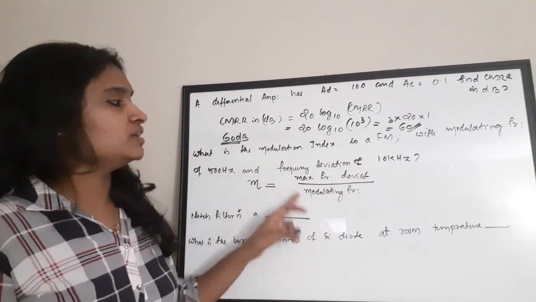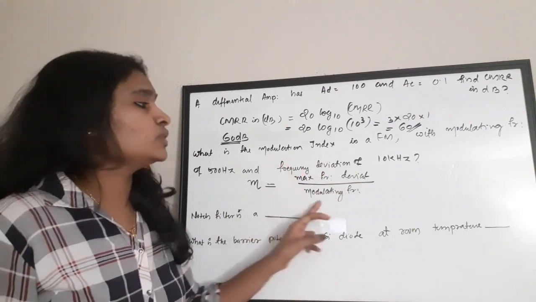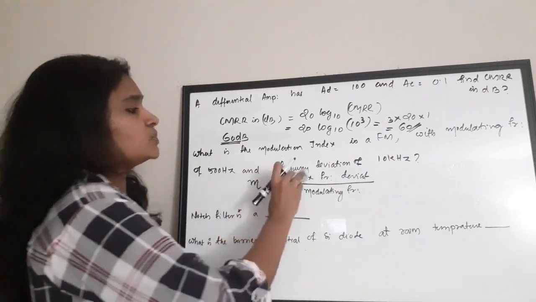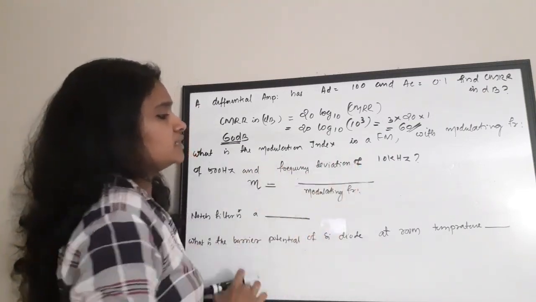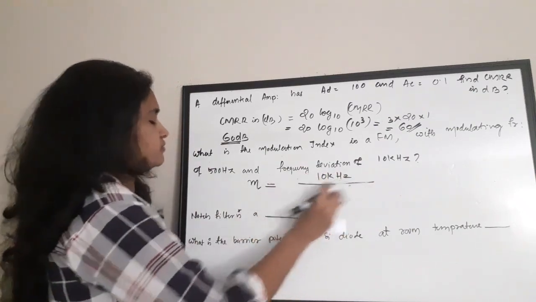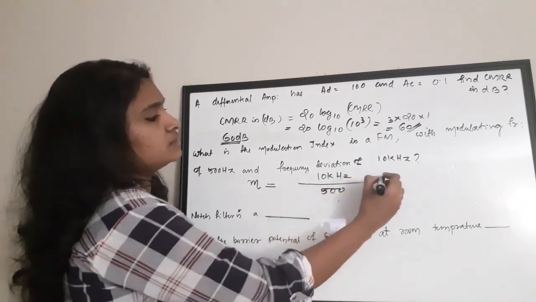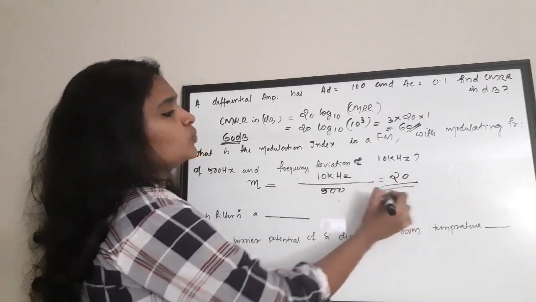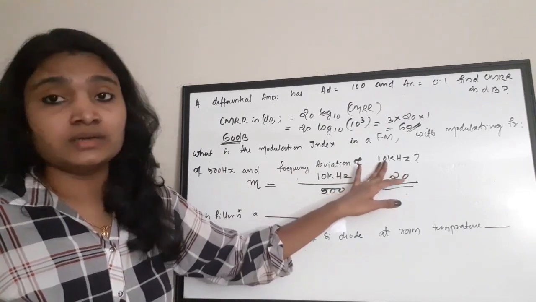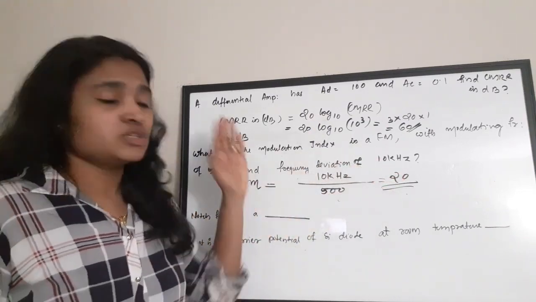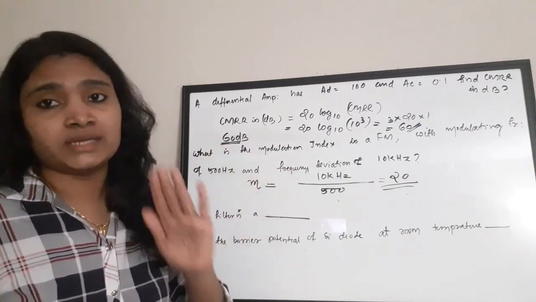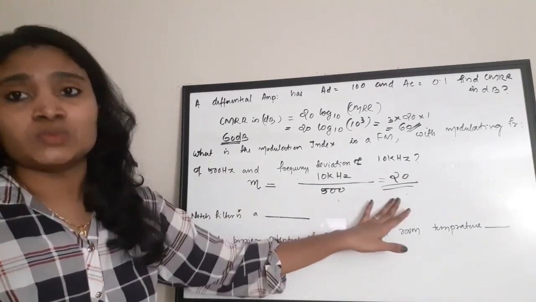Here both these values are given. Maximum frequency deviation is given and modulating frequency is also given. So directly substitute and find the value of the modulation index. What is the maximum frequency deviation? It is 10 kilohertz. 10 kilohertz divided by the modulating frequency, 500. So the answer is 20, the modulation index for this system with frequency deviation 10 kilohertz and modulating frequency 500 Hz. So use this relation: modulation index M is equal to frequency deviation divided by modulating frequency. Okay, so the answer is 20.